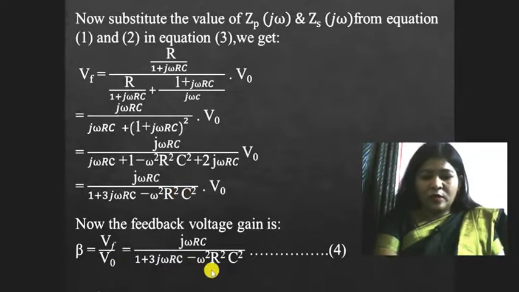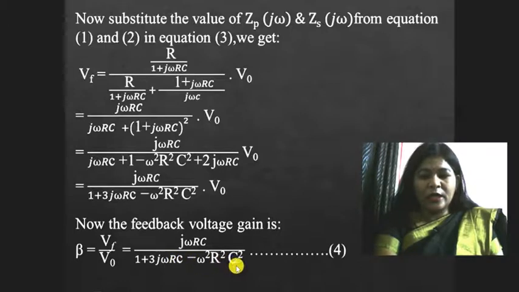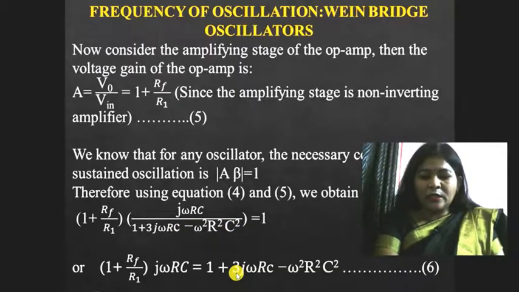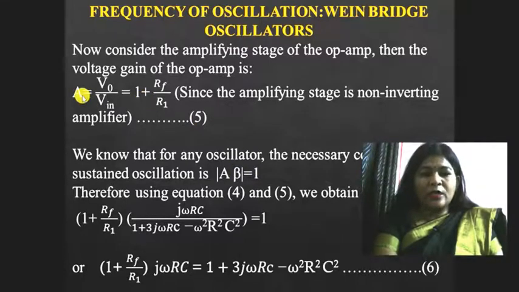So this is the beta. After solving this equation, beta will be equal to j omega RC upon 1 plus 3 j omega RC minus omega square R square C square. Here beta is the feedback gain. Now apply the sustained oscillation condition, A beta must be equal to 1. So what is A? A is the voltage gain, denoted by V naught upon V in.